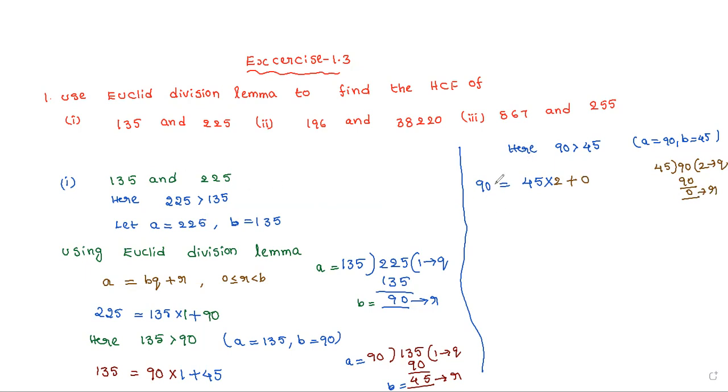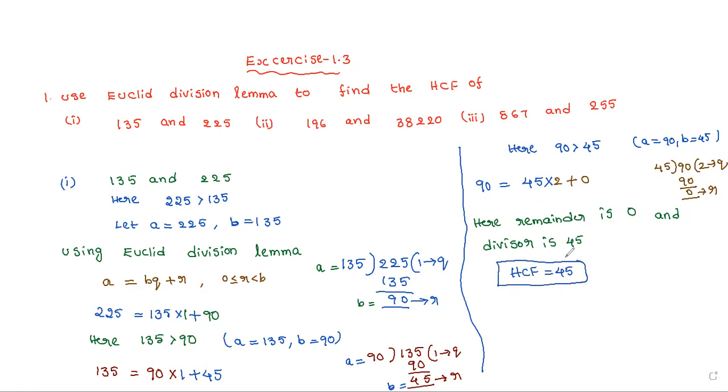Here the remainder is 0. What is the 45? The divisor is 45. Therefore, finally HCF is equal to 45. So when do we complete the process? When the remainder is 0. So we have to continue the process until the remainder is 0.